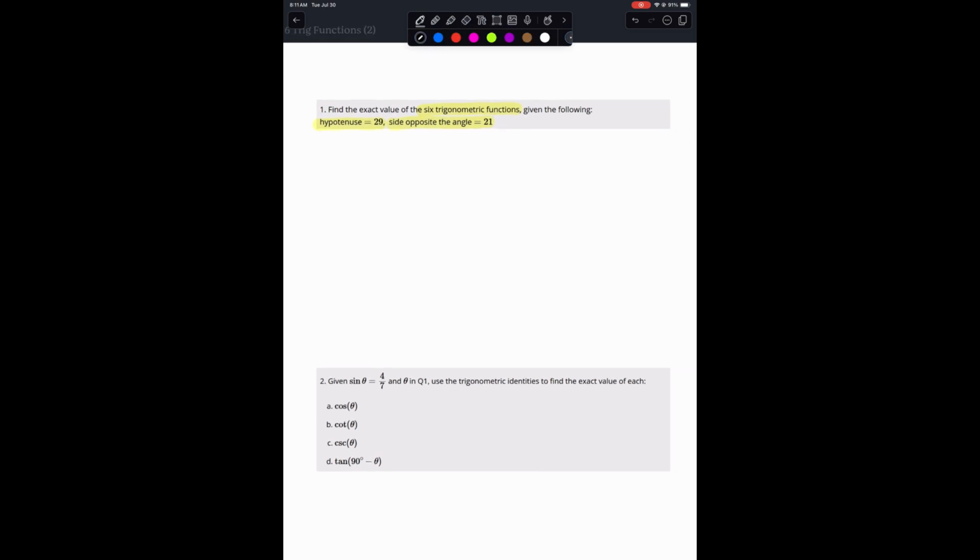So the 6 trig functions, right? We have sine of theta, cosine, tangent, and then their reciprocals. So cosecant for sine, secant for cosine, and cotangent for tangent.